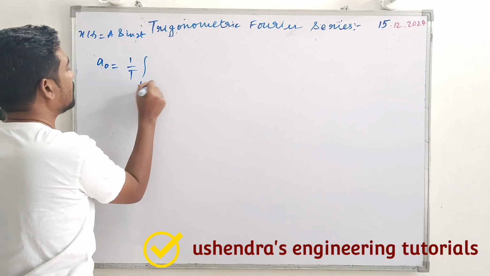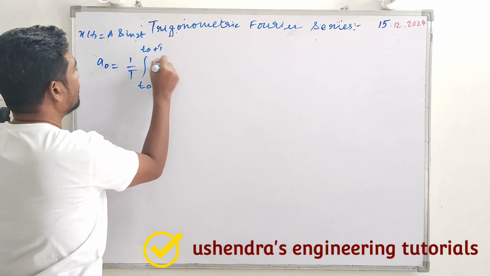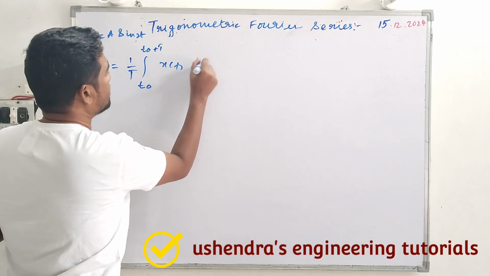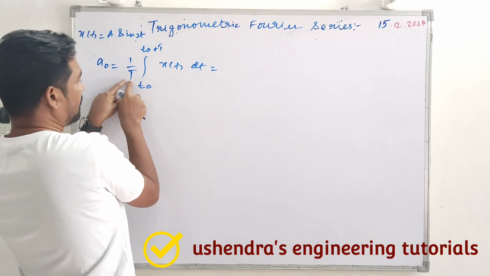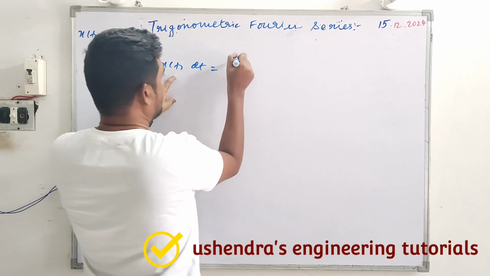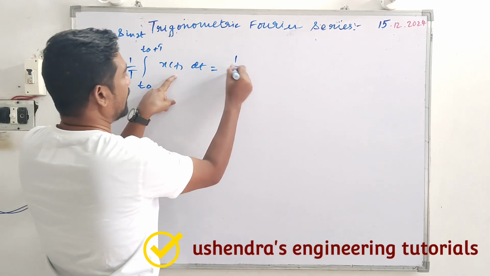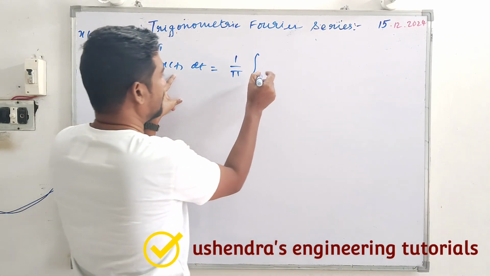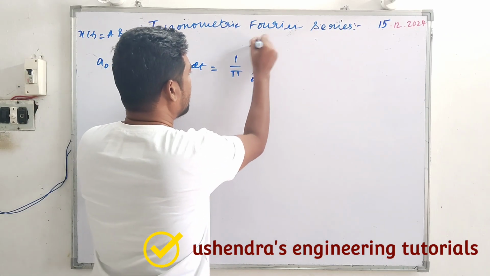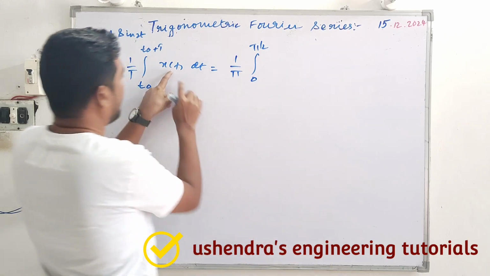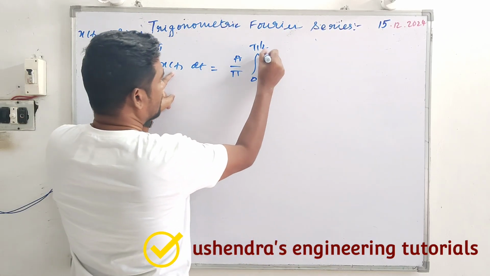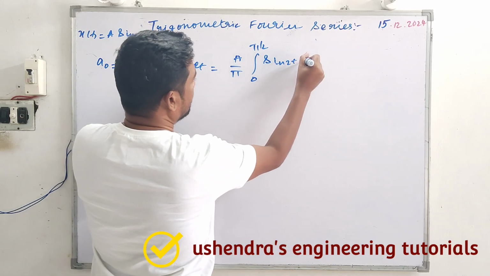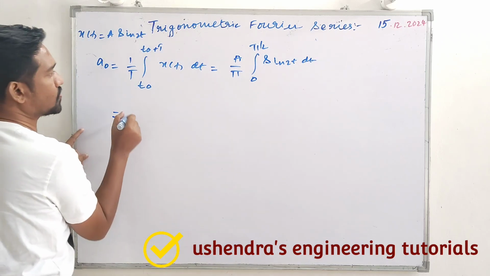Evaluating a naught, the general expression is 1 by T integral from t naught to t naught plus T of x of t dt. Plugging in the values of T and the limits and x of t, what do we have? T is pi, so 1 by pi integral, and if you watch the picture carefully, this integration will be from 0 to pi by 2 for one complete cycle, and x of t we have A sine 2t dt.